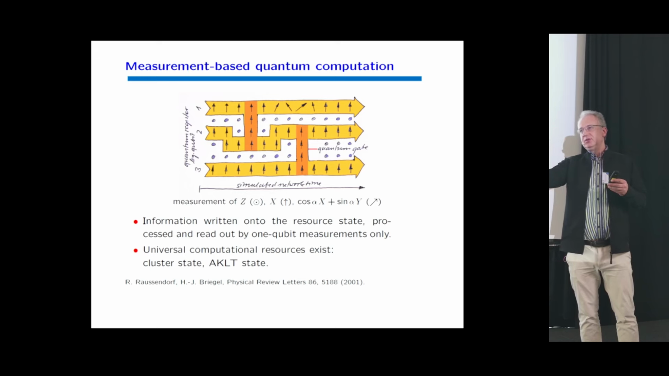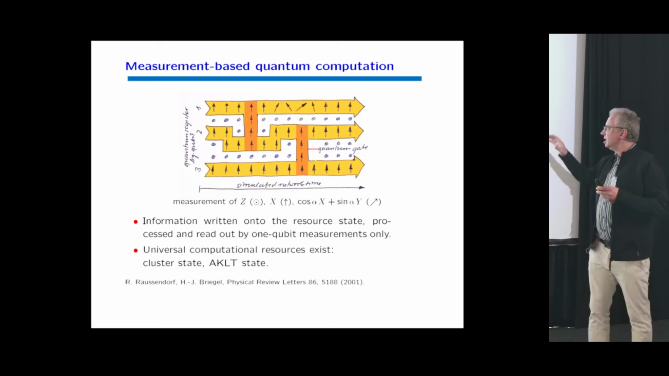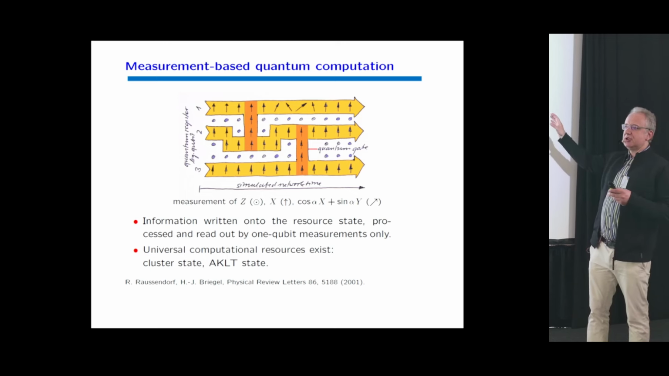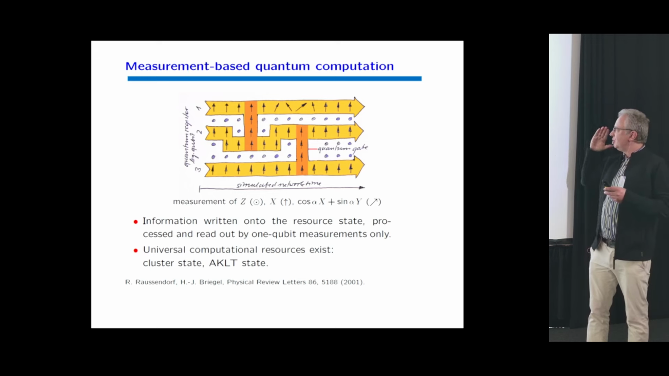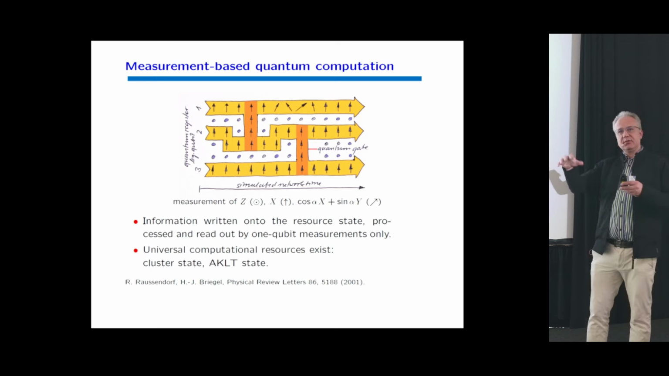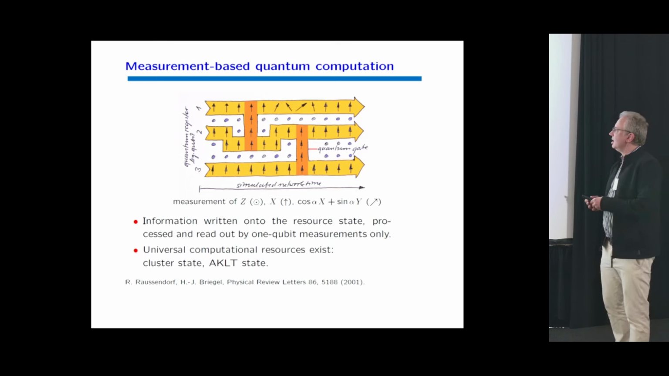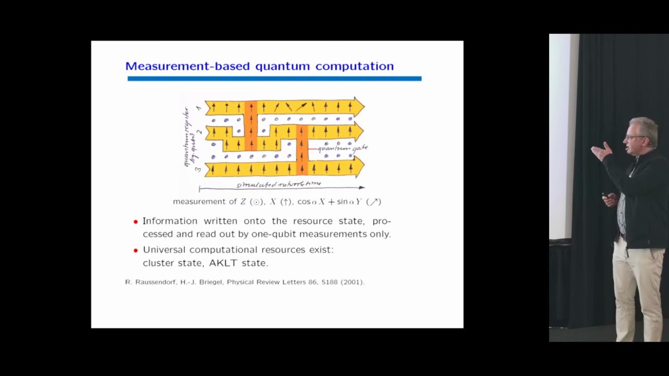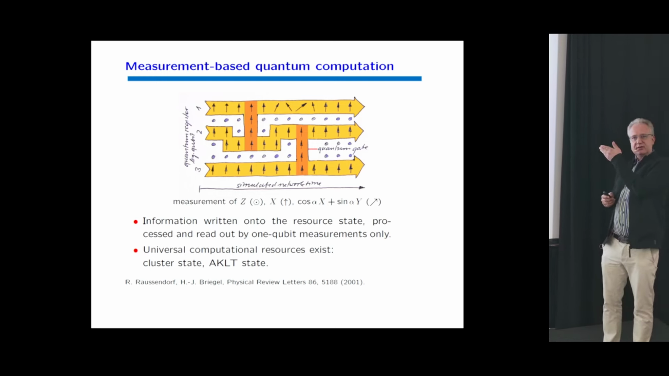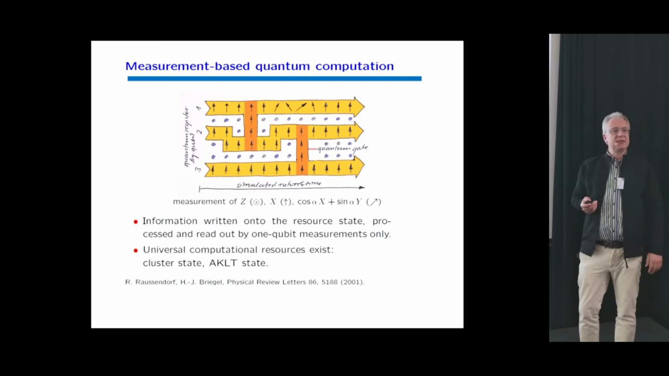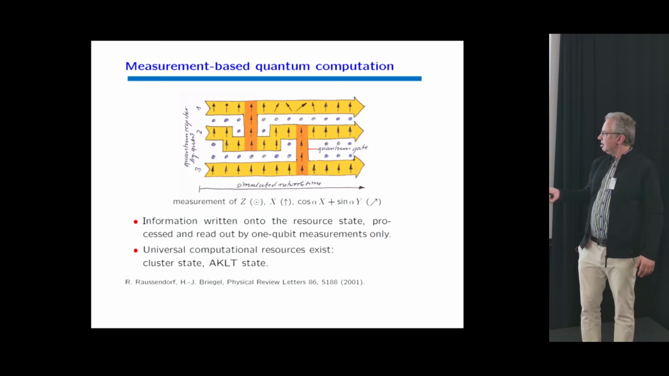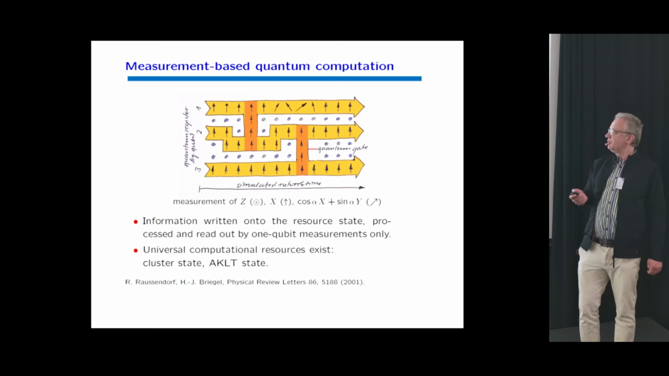But you can choose the measurement basis. And so your resource state is like a blank sheet of paper. And by the choice of the measurement bases, you can imprint a quantum algorithm on that substrate. So information is written onto that resource, processed, and read out by the measurements alone. And it now happens that there are some universal states, some resource states that allow for universal quantum computation in this scheme.